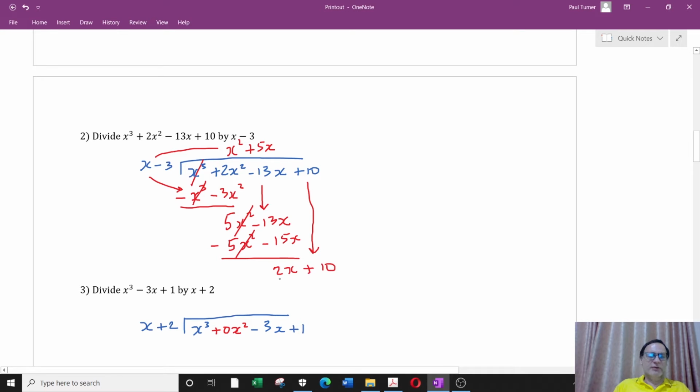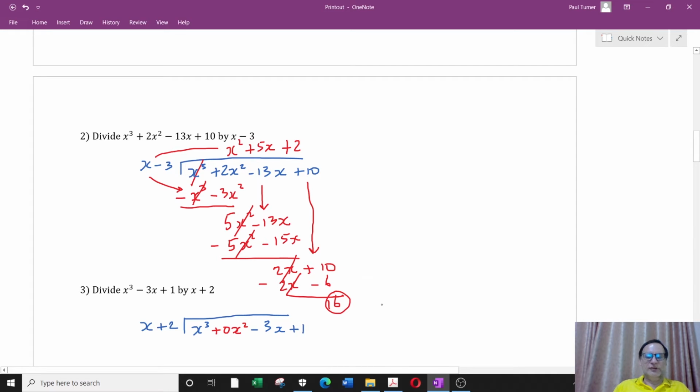Okay, so now we've got a 2x. What times x is 2x? It must be 2. 2 times x is 2x. 2 times minus 3, minus 6. And subtract here. So now we've got 2x minus 2x, gone, good. 10 minus negative 6 is 16, and that's your remainder.